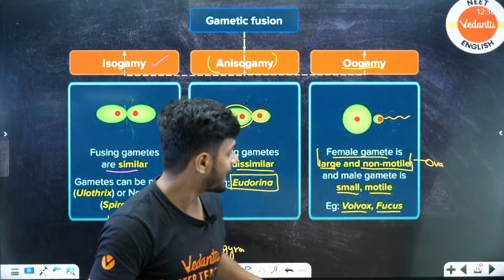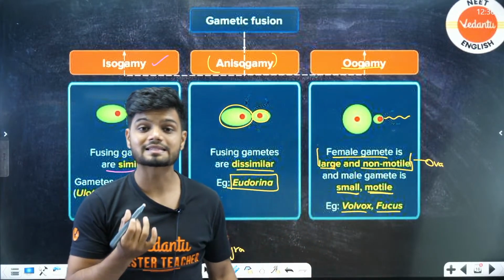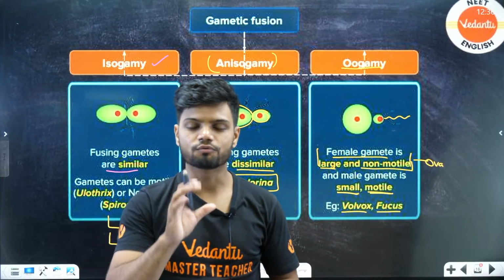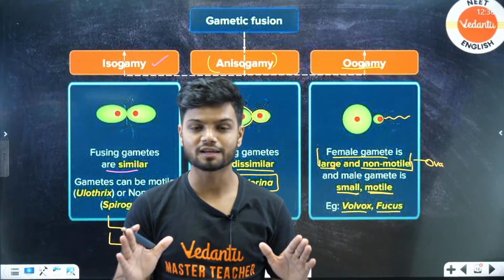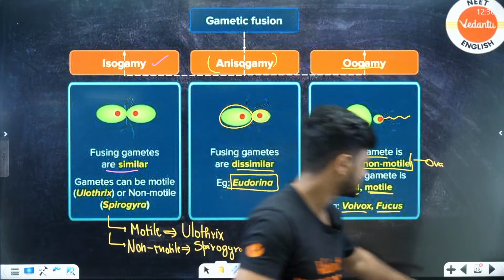like the ova, as well as your male gamete is small and it is motile. Example is going to be Volvox and Fucus. Volvox and Fucus. All of you will remember this. Very easy, students. This chapter is very easy. You just need to know the cycles and you will be set in this chapter.